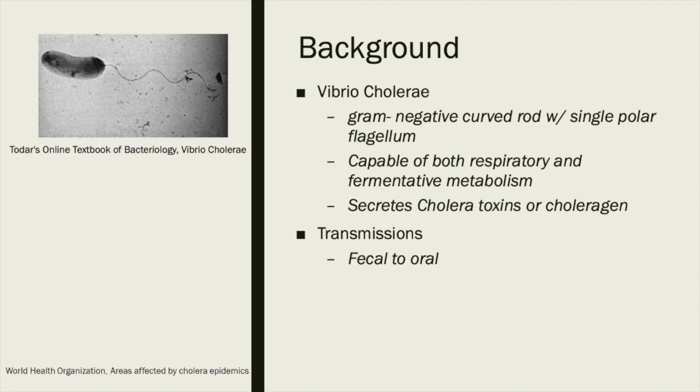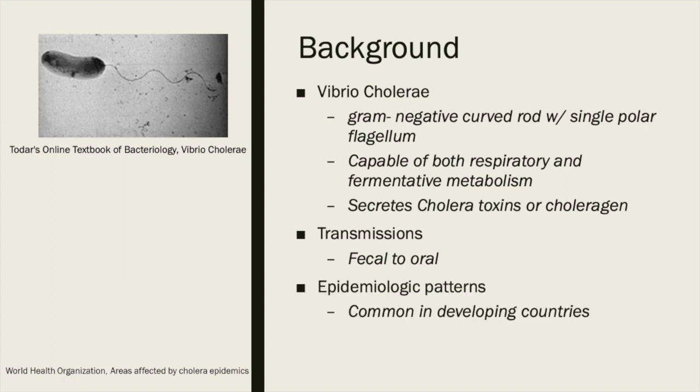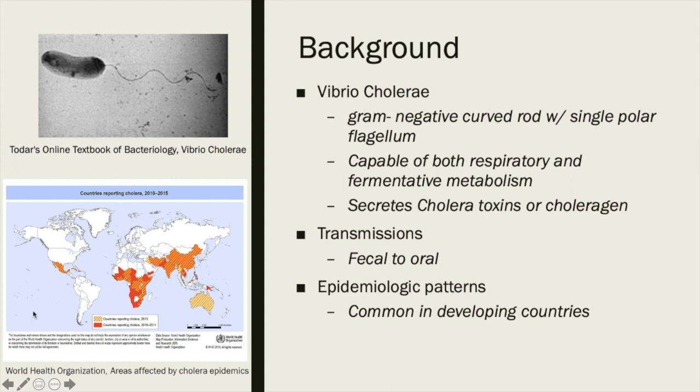The main way of transmission is fecal to oral. An example of this is consuming water or food that has been infected by infected fecal matter. To the left, you can see that there is a picture of the affected areas of cholera epidemics. The patterns that you see are usually common in developing countries, such as Africa and Southeast Asia. You could see that there are a lot of countries in Africa that have the epidemic, and Southeast Asia, as well as Australia and Mexico.